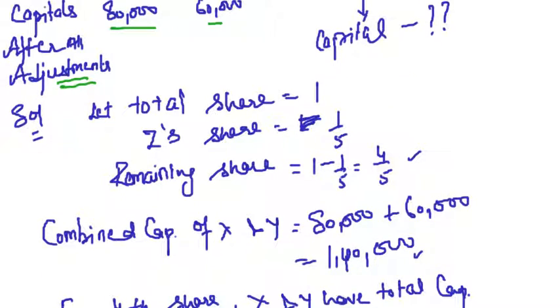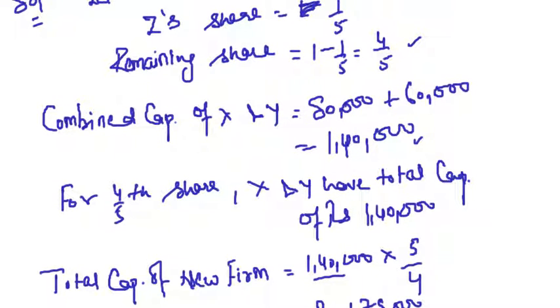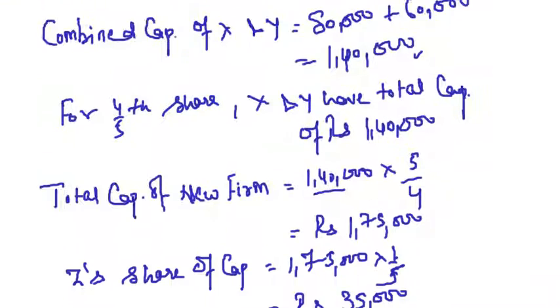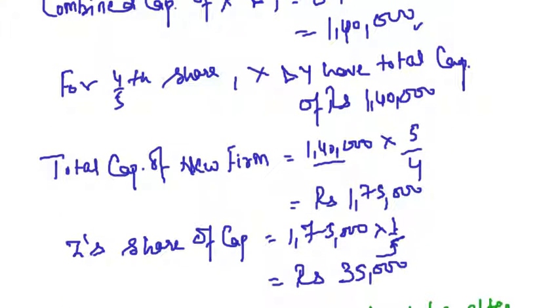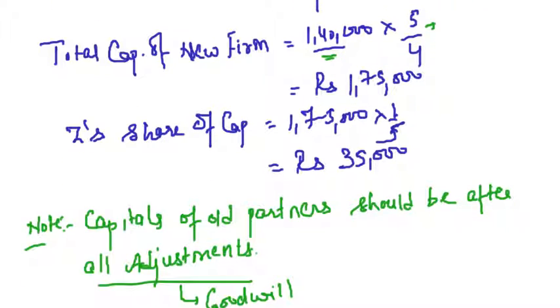Let the total share be 1. We'll subtract the Z share and get the remaining share for the old partners, 4/5. For this 4/5 share, the combined capital of the old partners is 1,40,000. From this we can calculate the total capital of the firm: combined capital multiplied by the reciprocal of share. Clear? Now out of the total capital of the new firm, Z will bring his share of capital according to the share of profit. Is this much clear? Right?